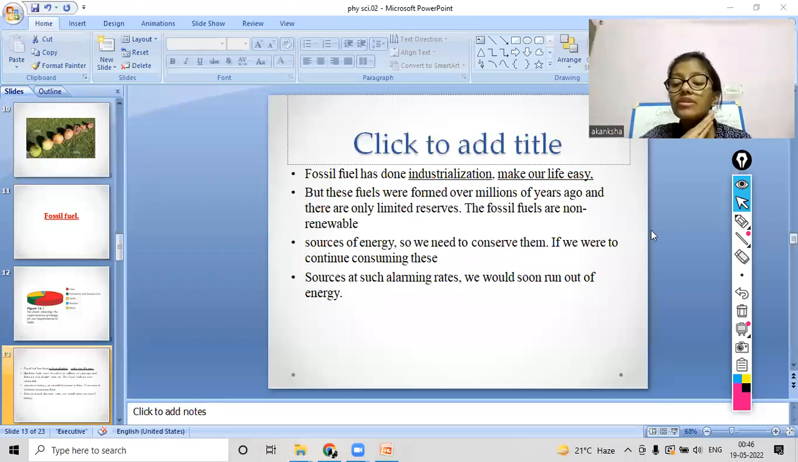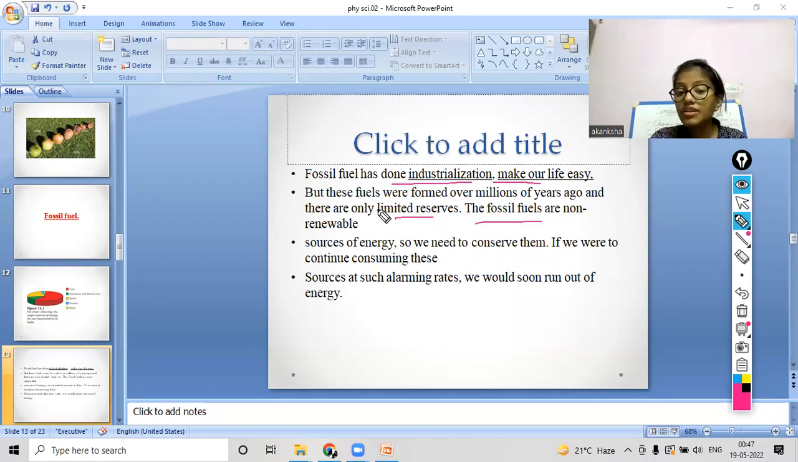So now we will see some more details about fossil fuels. Fossil fuels have driven industrialization and made our life easy. And how does this happen? We will see some more details now. But these fossil fuels were formed over millions of years ago, and there are only limited reserves of these fossil fuels. The fossil fuels are non-renewable.